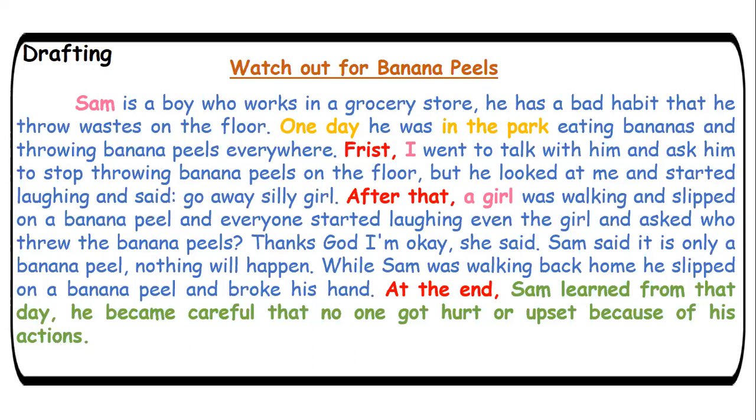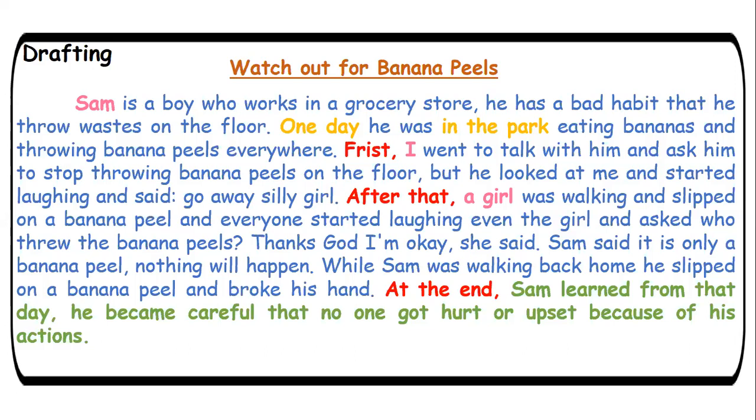Okay, here we have the beginning, the middle, and the end all together. We said we have at the beginning the setting and the character. Here I have: Sam is a boy who works in a grocery store. He has a bad habit that he throws waste on the floor. One day he was in the park eating bananas and throwing banana peels everywhere.